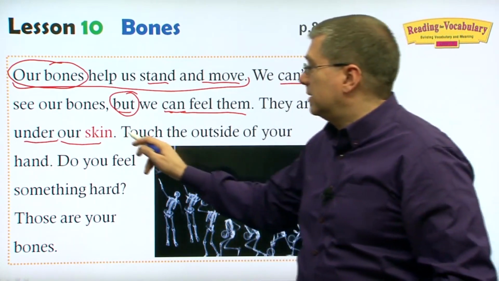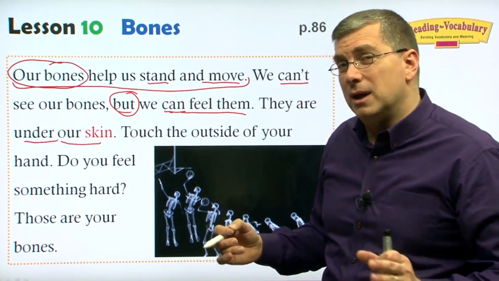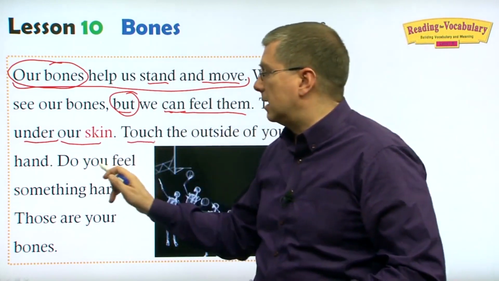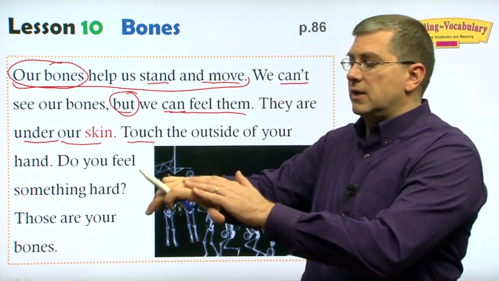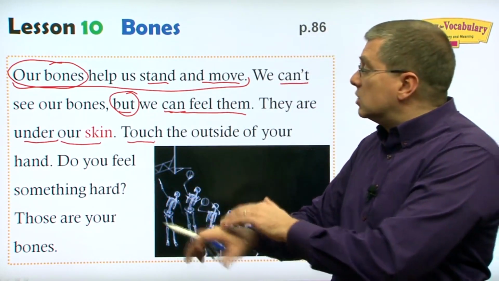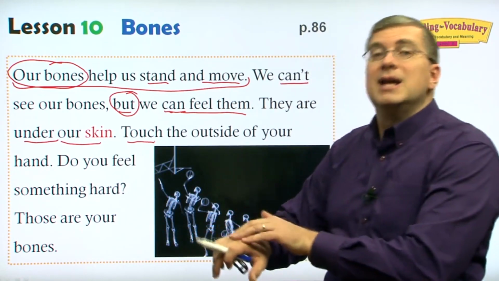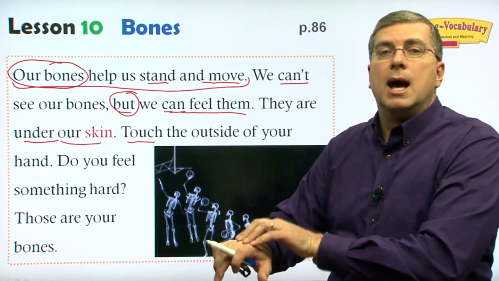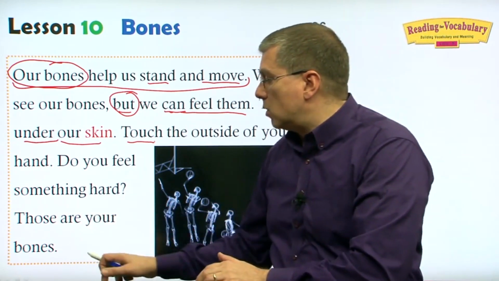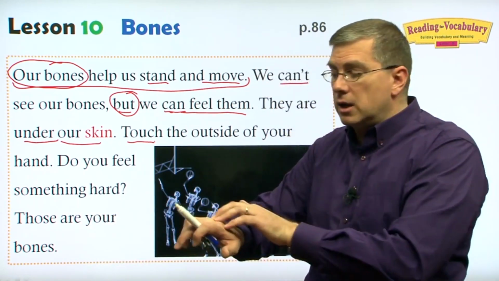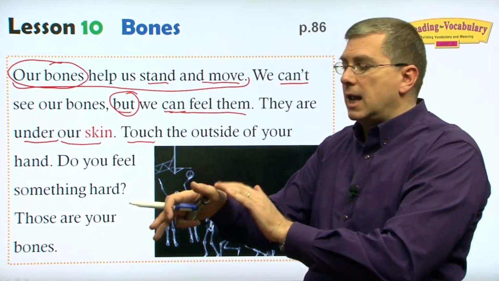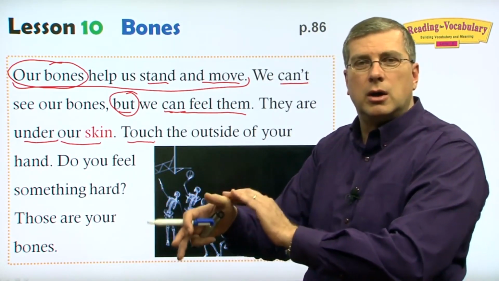So the next sentence is a little experiment, right? Touch the outside of your hand. So if you touch the outside of your hand like I'm doing right now, go ahead and do it. Do you feel something hard? Yeah, I feel something hard. Those are your bones. So what you're feeling under your skin are your bones. You have many bones in your hand and you can feel them. They're very hard, aren't they?